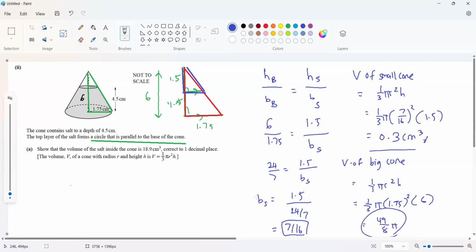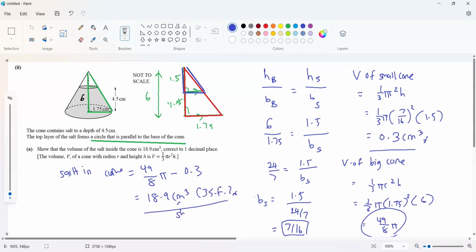So from there, our salt in the cone is 49 over 8 pi minus 0.3. So 49 over 8 pi minus 0.3 would be 18.9 cm cubed, correct to 3 significant figures. So this is shown according to the question. So that's part B2, B2A done. It is kind of a bit weird, right? So moving on to our next one.